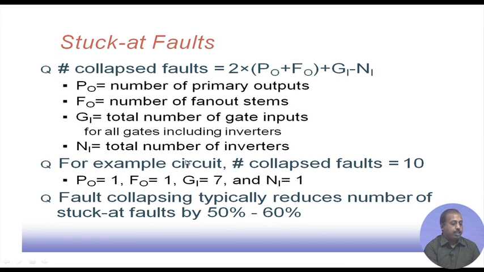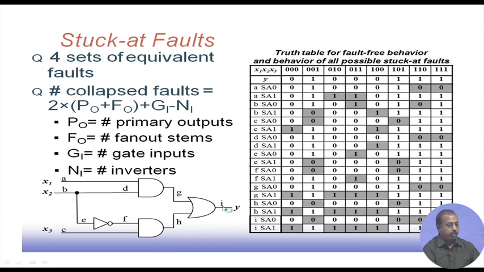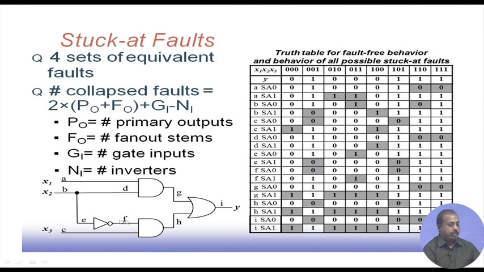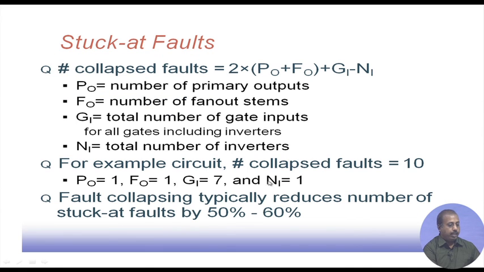In the previous example that we had, the number of collapsed faults equals 10. Primary input is 1, so there is only one primary input, the Y only. Similarly, fan out stem is 1, because there is only one point where there is a fan out. So at this point there is a fan out. Then we have GI equal to 7, where GI is the number of gate inputs: 1 2 3 4 5 6 and this inverter 1, 7. So there are 7 inputs. And NI, the number of inverters, equals 1. If you put these into the formula, the value turns out to be 10. So this formula can give us the number of collapsed faults for any circuit under the stuck at fault model.